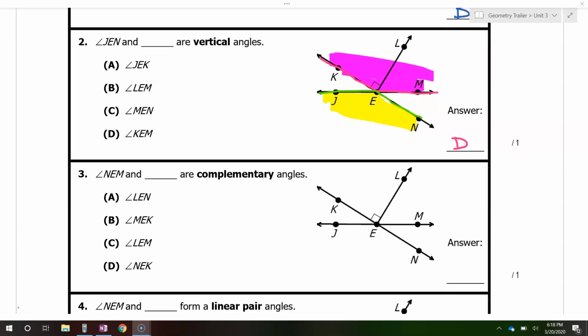Again, complementary angles add up to 90. All right, so that is what we were looking for. A 90-degree angle is a right angle. So we are looking for two angles that sit inside of a right angle. That would make them complementary. So let's start with what they gave us, angle NEM. All right, so here is angle NEM right here.